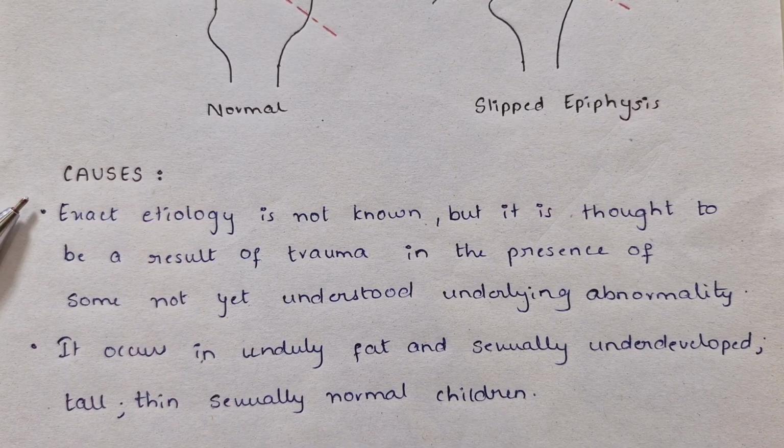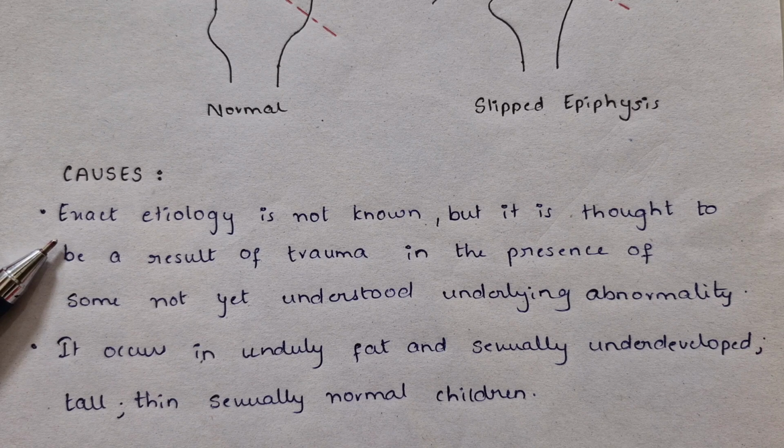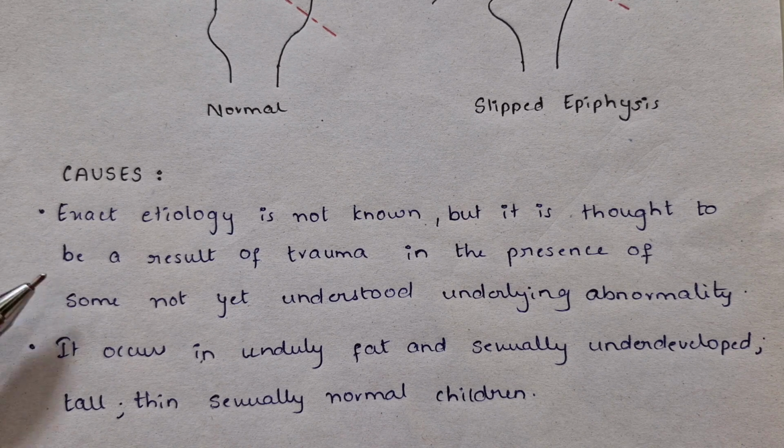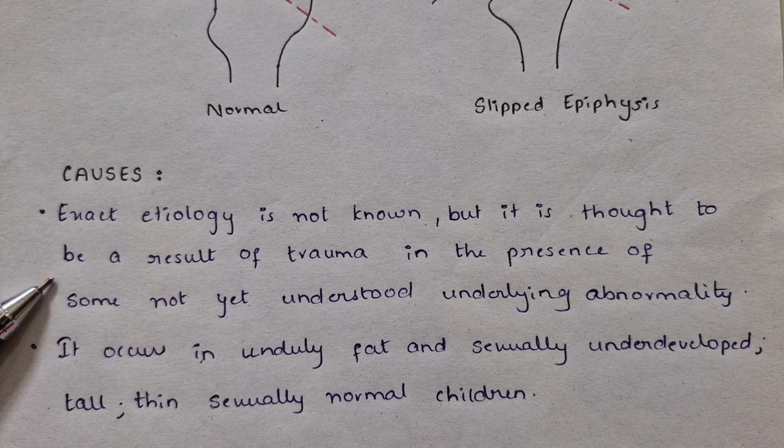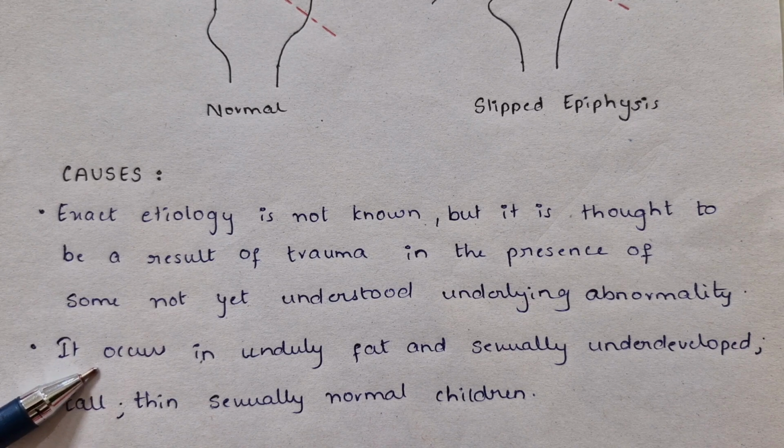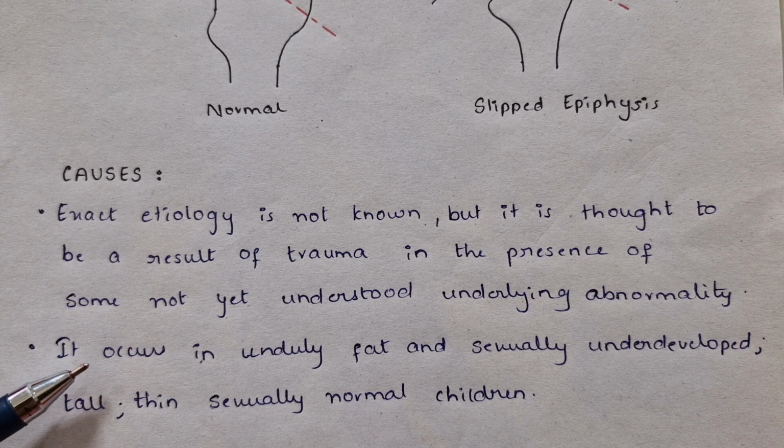Causes of slipped capital femoral epiphysis. The exact etiology is not known, but it is thought to be a result of trauma in the presence of some not yet understood underlying abnormality. It occurs in unduly fat and sexually underdeveloped, or tall, thin, sexually normal children.